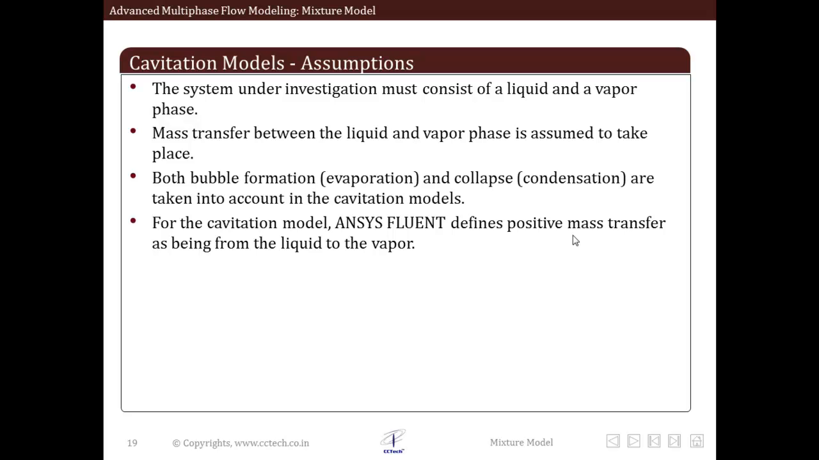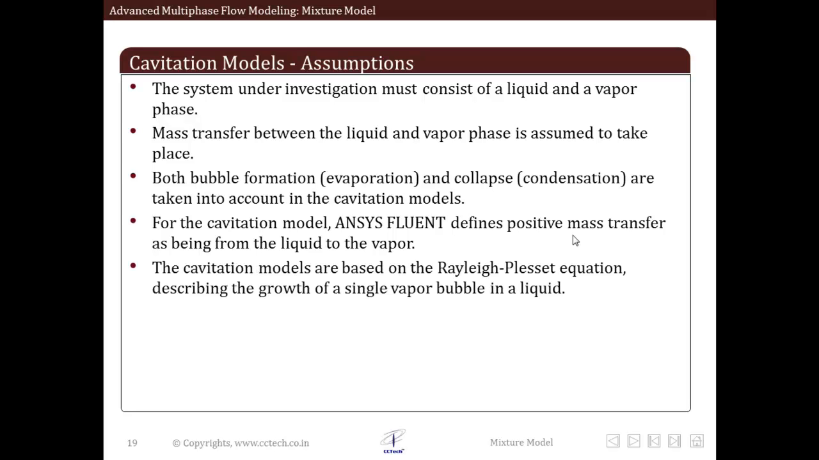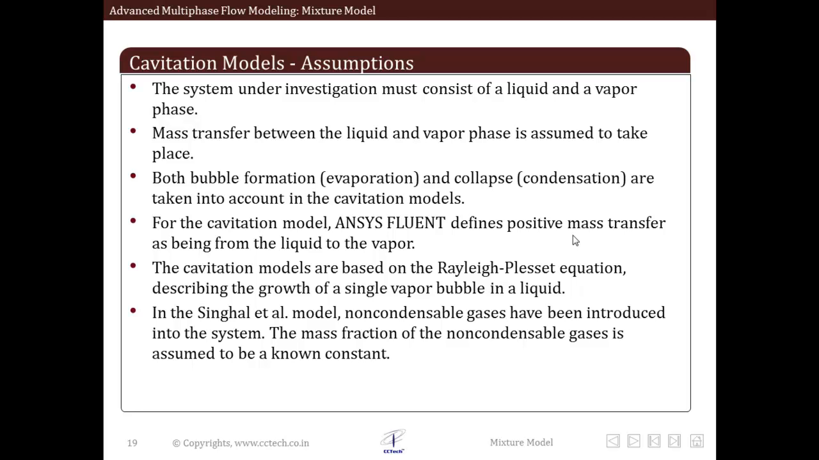Fluent defines a positive mass transfer from liquid to vapor. This is the sign convention that is used, that is, whenever there is a mass transfer from liquid to vapor, it is considered as positive, and vice versa. All the cavitation models within Fluent are based on the Rayleigh-Plesset equation describing the growth of a single vapor bubble in a liquid. The Singhal model that we just discussed in the earlier slide: in this particular model, non-condensable gases are introduced into the system. The mass fraction of the non-condensable gases is assumed to be a known constant.